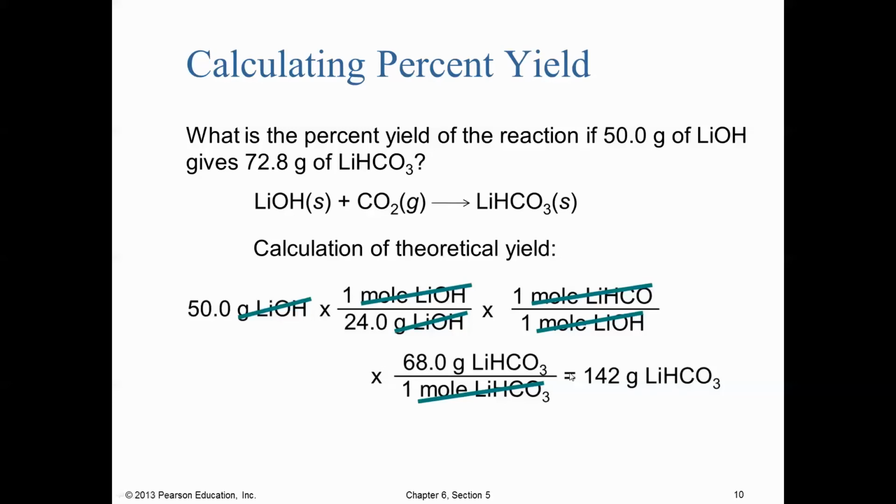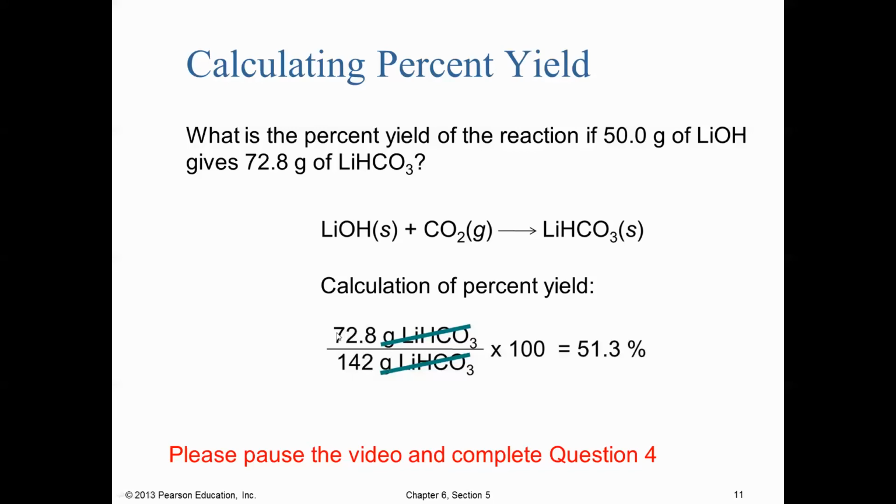So now we're going to plug it into our percent yield equation. 72.8 grams of lithium bicarbonate, that was specified in the problem. That's our actual yield, divided by 142 grams of lithium bicarbonate, which is the theoretical yield we calculated using stoichiometry, times 100. Gives us a percent yield of 51.3%. So this reaction is only about half efficient, just over half efficient. We didn't produce nearly as much of the product as we could have if our reaction was 100% efficient.